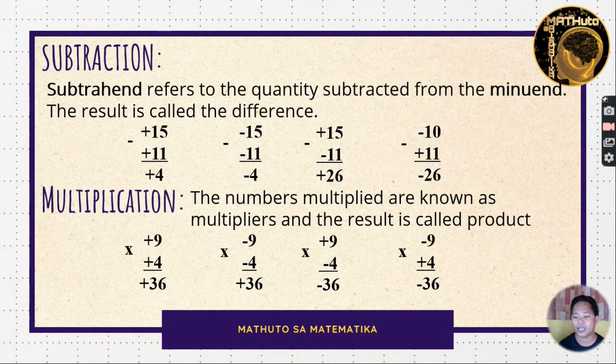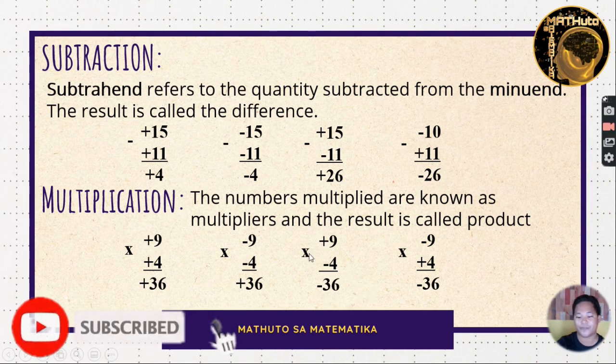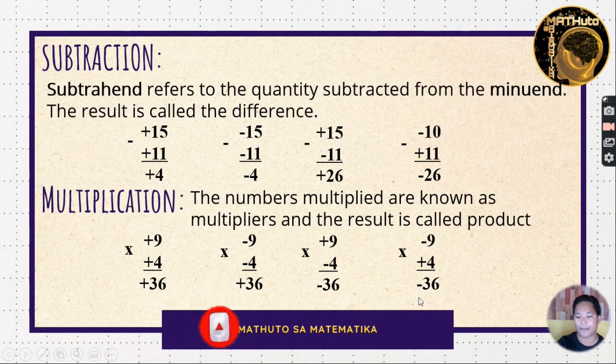So, I'll repeat po, in this multiplication po, the rule is if we have the same sign, the product is positive. And for the third and fourth, we have different signs. Positive, negative, negative, positive. So in the third, we have positive 9 times negative 4. The product is negative 36. And in our fourth example, negative 9 times positive 4, the product is negative 36.